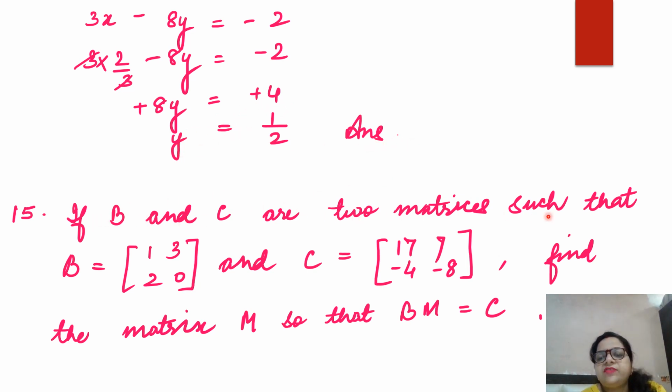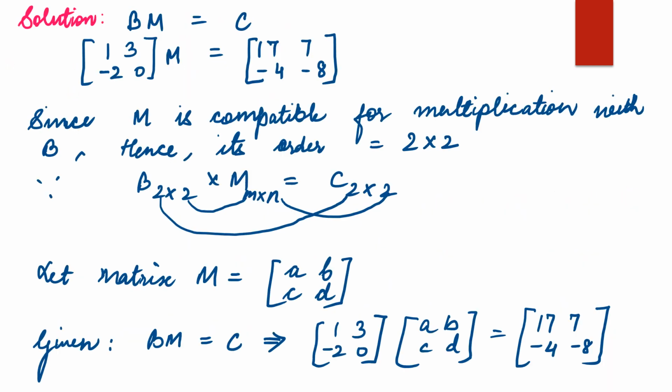If B and C are two matrices such that B is equal to [1, 3; -2, 0] and C is equal to [17, 7; -4, -8], find the matrix M so that BM is equal to C. So we have to find a complete matrix here, containing 4 elements, so that when multiplied by B we get the answer as C. Now see the solution, children. BM is equal to C.